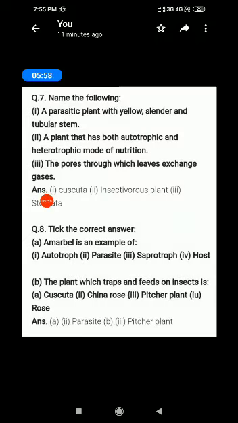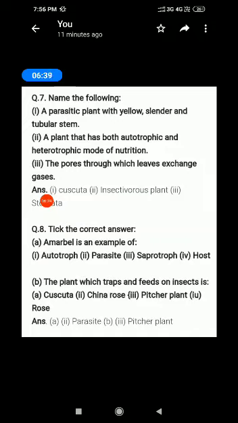Next, question number 7. Name the following. First one, a parasitic plant with yellow, slender and tubular stem. Answer, Cuscuta. Next, second one, a plant that has both autotrophic and heterotrophic mode of nutrition. Answer, insectivorous plant, or pitcher plant.